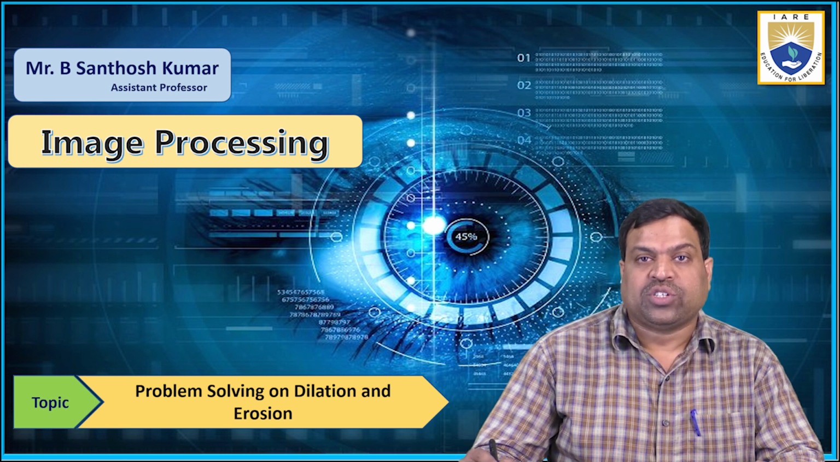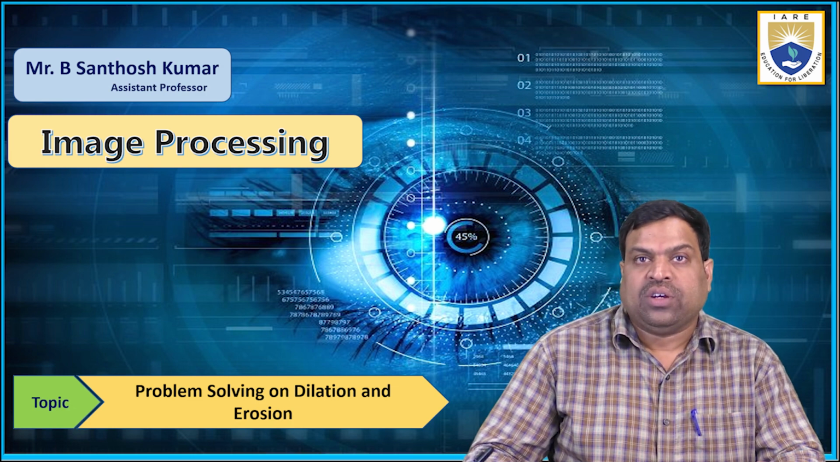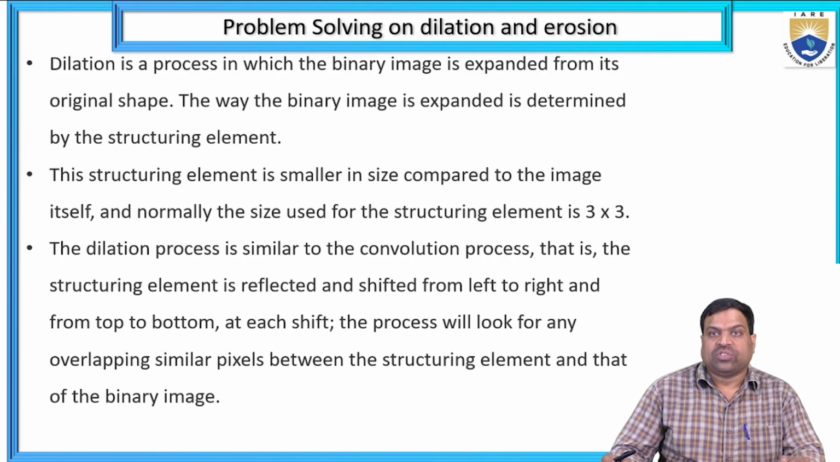Today, I'm discussing problem solving on dilation and erosion. Dilation is a process in which the binary image is expanded from its original shape. The way the binary image is expanded is determined by the structuring element. This structuring element is smaller in size compared to the image itself, and normally the size used for the structuring element is 3 by 3.